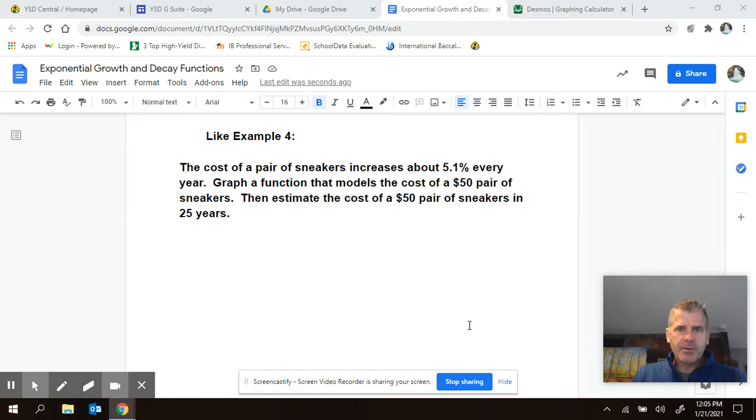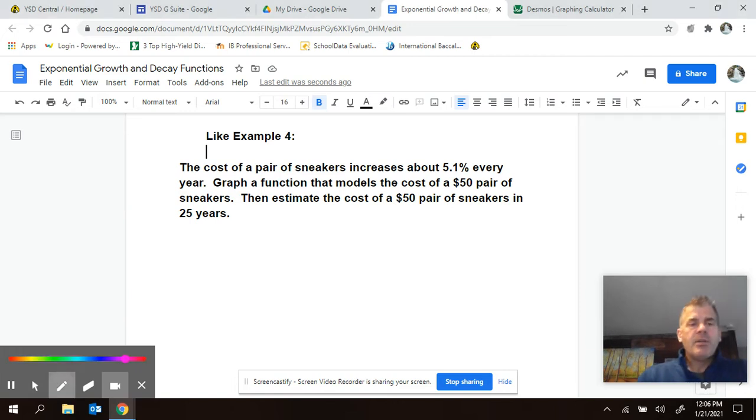It's involving the sneakers. So we have a pair of sneakers that increase by 5.1% in cost per year. That's just in general. They're just making this generalization. So they want us to graph a function that models the cost of a $50 pair of sneakers and then estimate the cost of a $50 pair of sneakers in 25 years. So your real issue here is, first of all, getting your model written so that you can actually graph it.